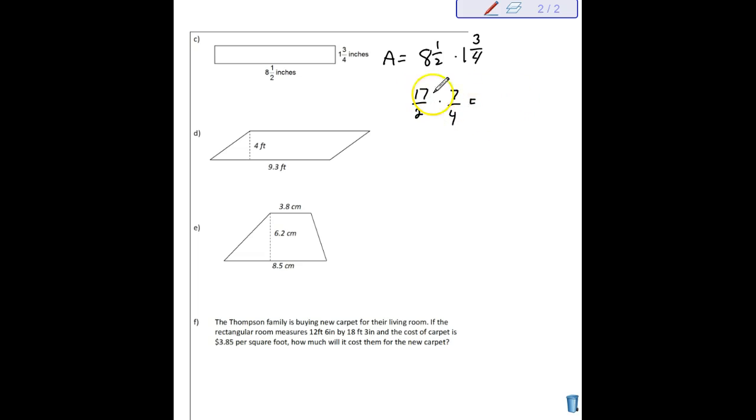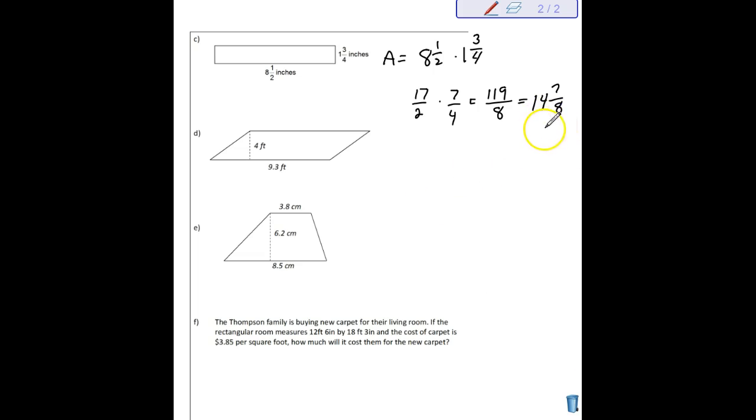And then I can multiply across the top and across the bottom. And I'm going to get 119 divided by 8, which is going to give me 14 and, let's see, 7/8. Is that right? I believe so. Let me just double check.